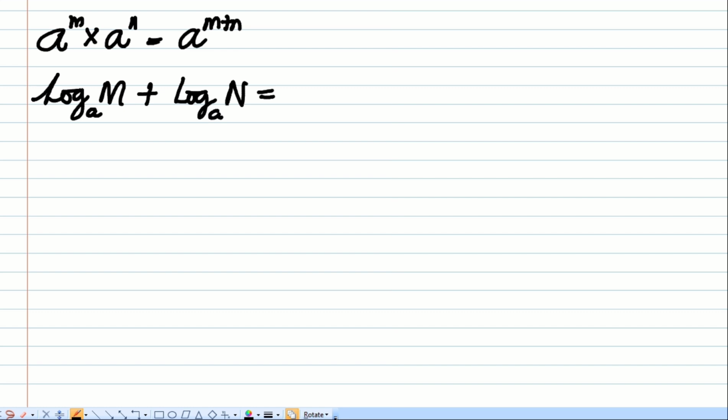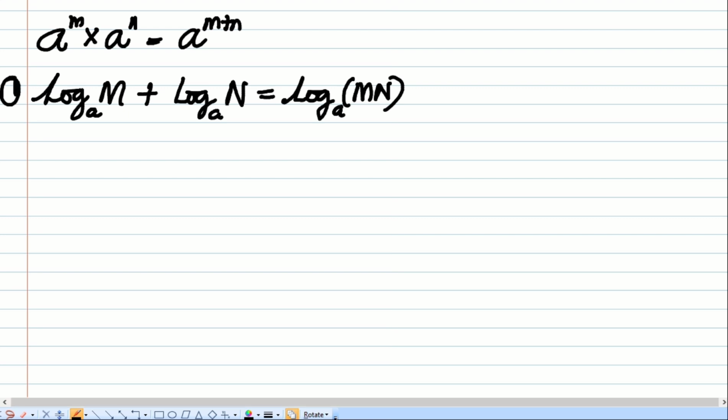So you see in logarithm now we are adding instead of multiplying. Just like in indices, when we are multiplying, you add the powers. In logarithm, when you're adding, you multiply. So this will be equal to log base a of m times n. This is what we call the addition law of logarithms. So this is the first law.